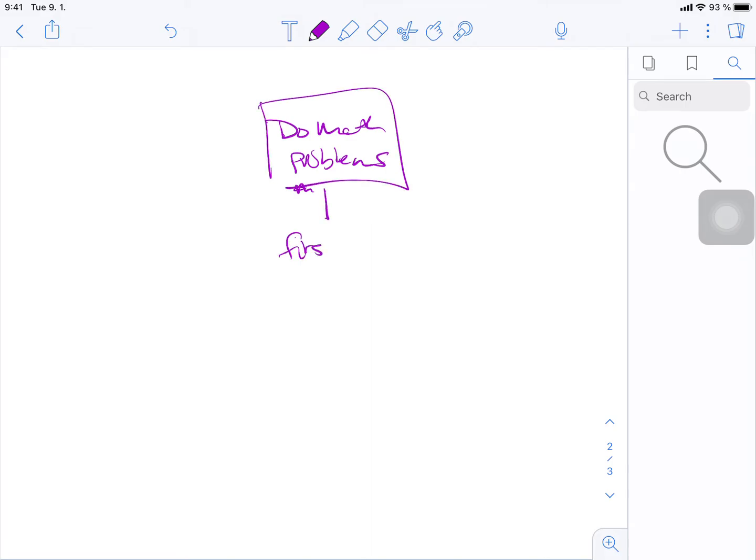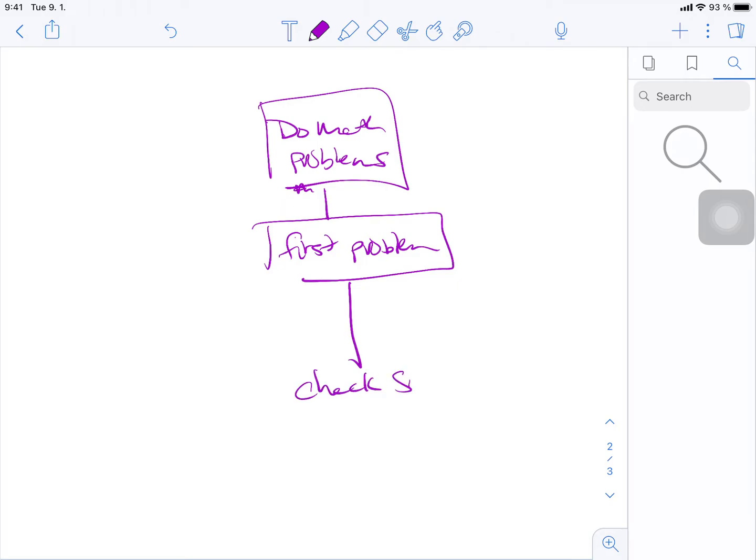Okay, so the key to mathematics is actually doing math problems. You have to do math problems, and you start off with the first problem. Once you have a problem, you have to then check your solution.